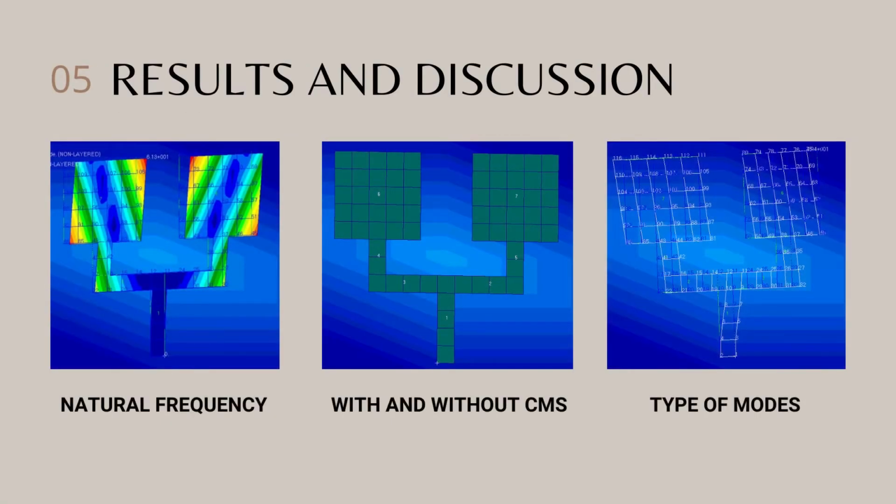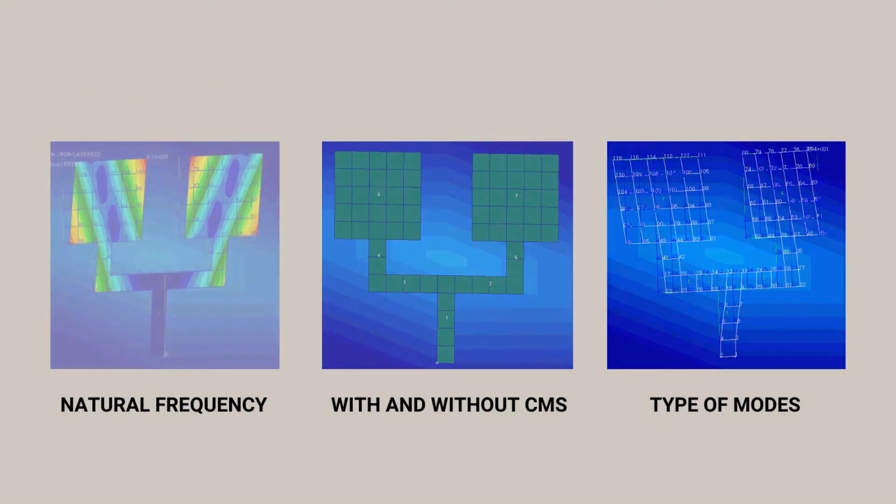Part 5, Results and Discussion. There are 3 objectives that need to be achieved in this project. The first one is natural frequency. The second one is what is the result of the analysis if we do the system by using component mode synthesis or without component mode synthesis. And the last one is the type of modes that exist in the system.